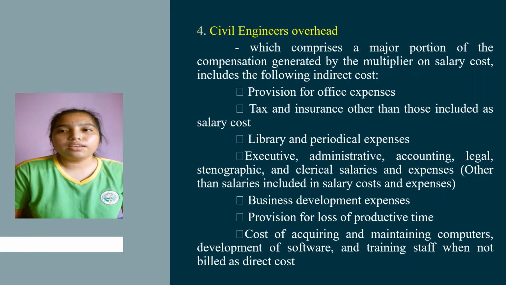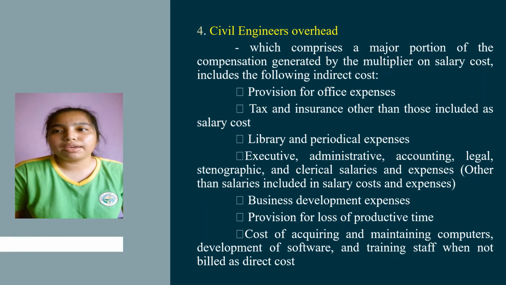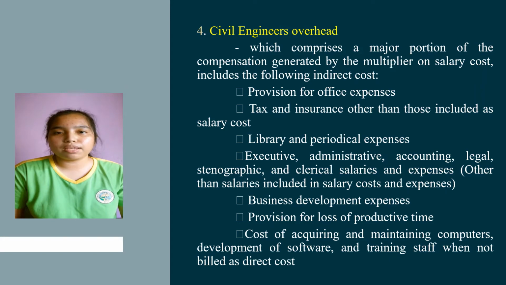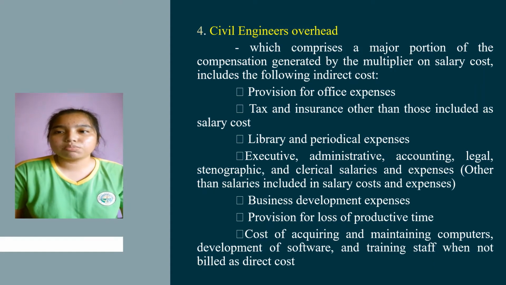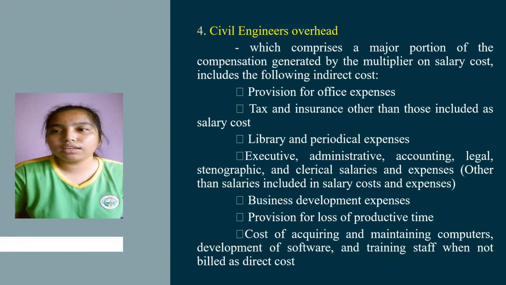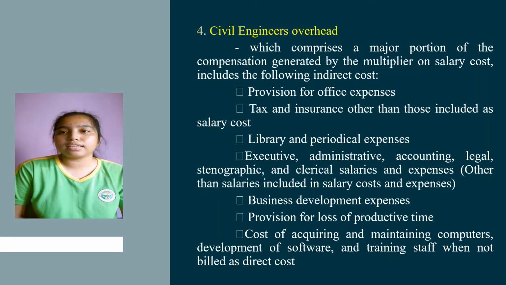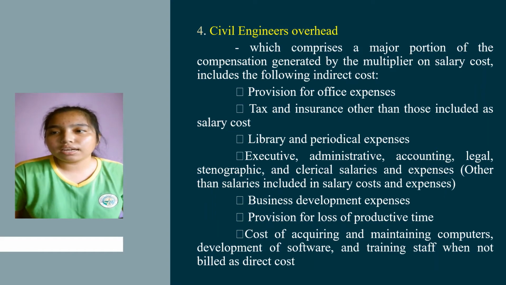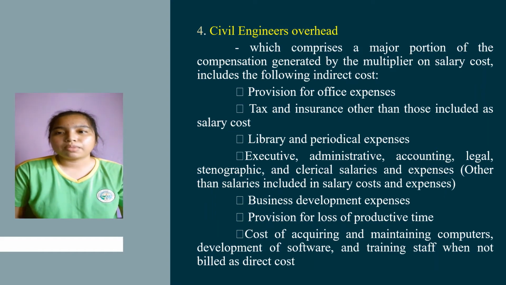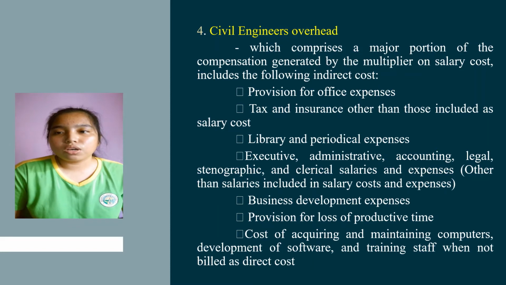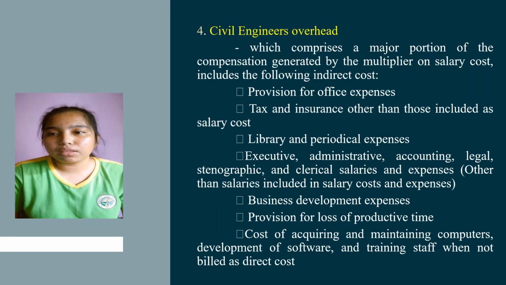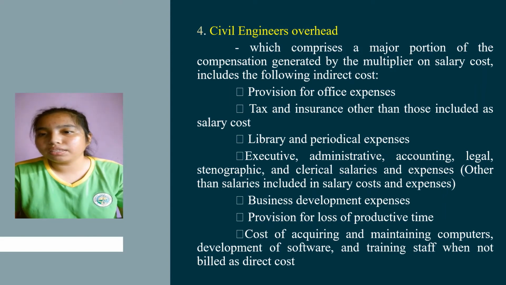Number 4, civil engineers overhead, which comprises a major portion of compensation generated by multiplier on salary costs, includes the following indirect costs: provision for office expenses, tax and insurance other than those included as salary costs, library and periodical expenses, executive, administrative, accounting, legal, stenographic, and clerical salaries and expenses other than salaries included in salary costs and expenses, business development expenses, provision for lost or productive times, cost of acquiring and maintaining computer development of software and training staff when not billed as direct costs.